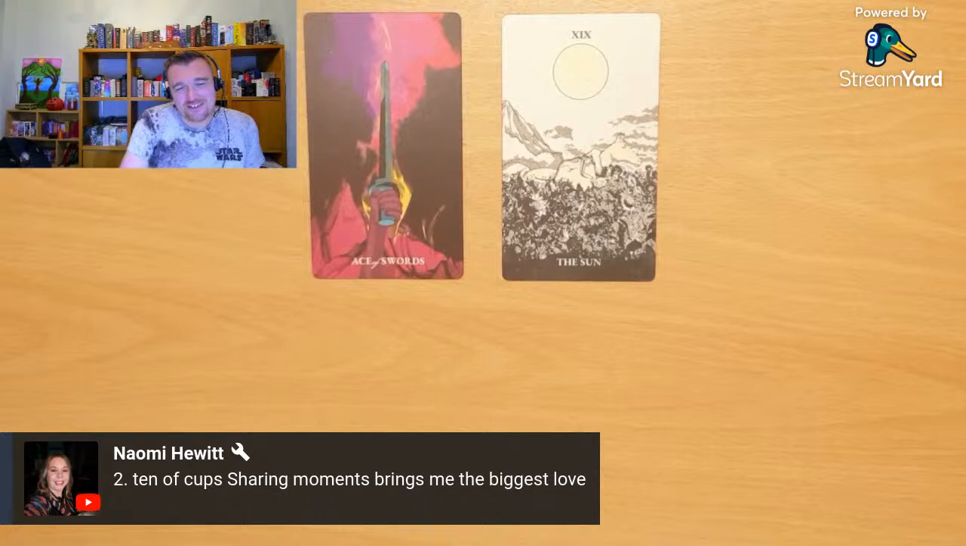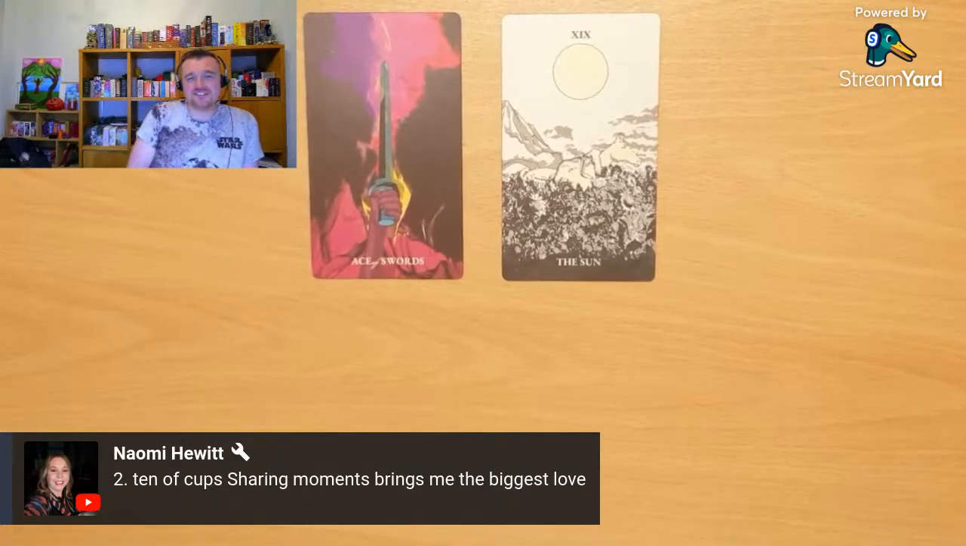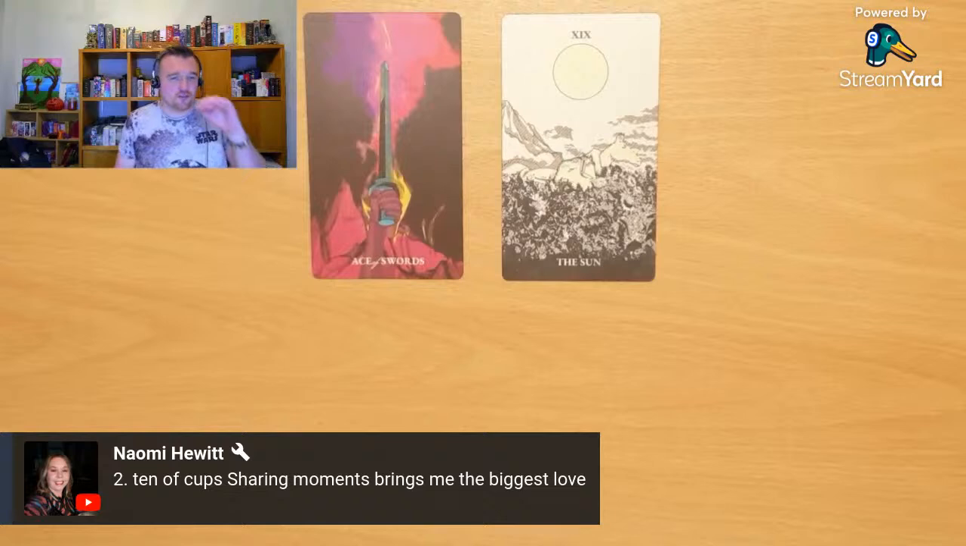Ten of Cups for Naomi: sharing moments brings me the biggest love. Yeah, the Ten of Cups shows a family unit, doesn't it? So I guess you've got a close-knit, close circle.